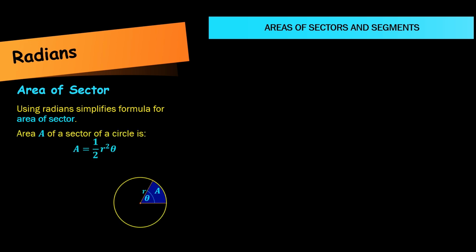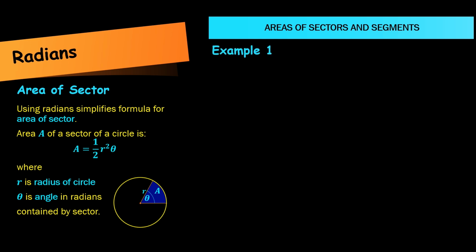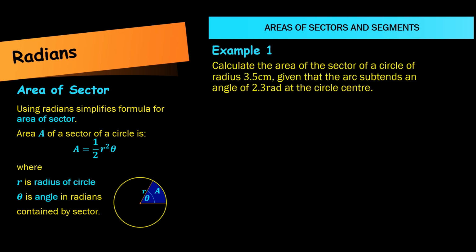The area A of a sector of a circle is A equals a half r squared theta, where r is the radius of the circle and theta is the angle in radians contained by the sector. Let's take a look at an example. Pause the video and have a go. Press play when you're ready to view the solutions.